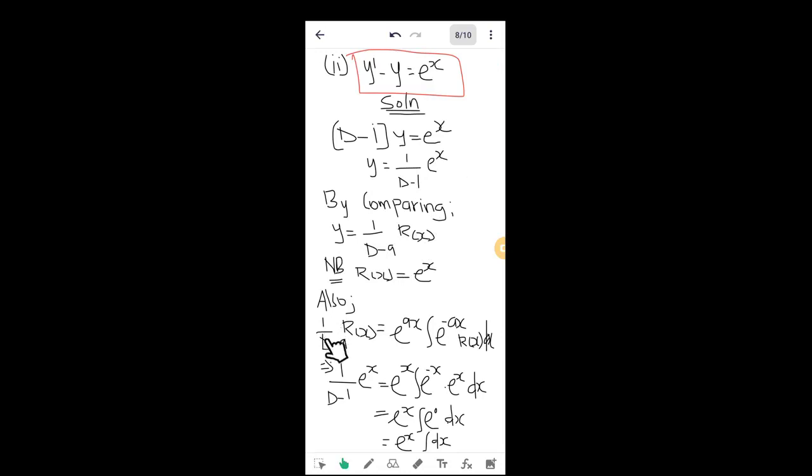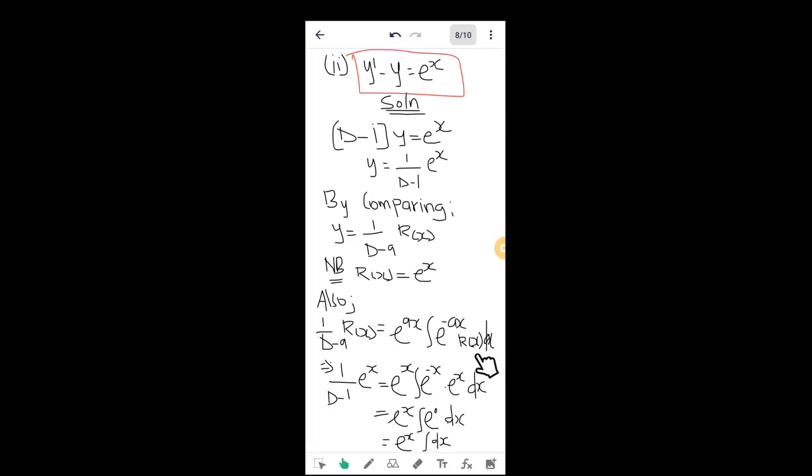So 1 over D minus a operating on r of x, that's the general form, is always giving us e exponent, then you maintain the positive part of the a, which is e exponent ax, then integral of, then you write the negative part of the a, so negative e exponent ax, and we operate it on r of x, multiplying the r of x dx. So that's the general way, that's the idea behind the D operator method.